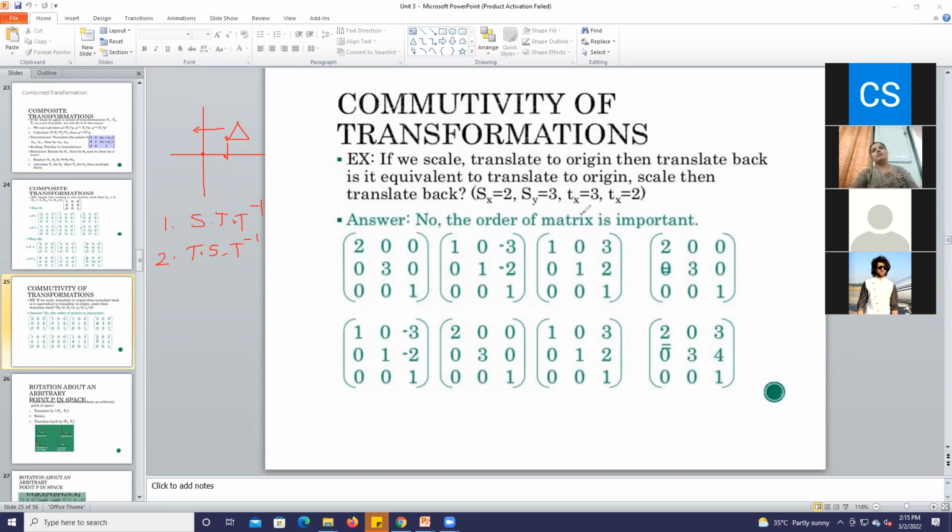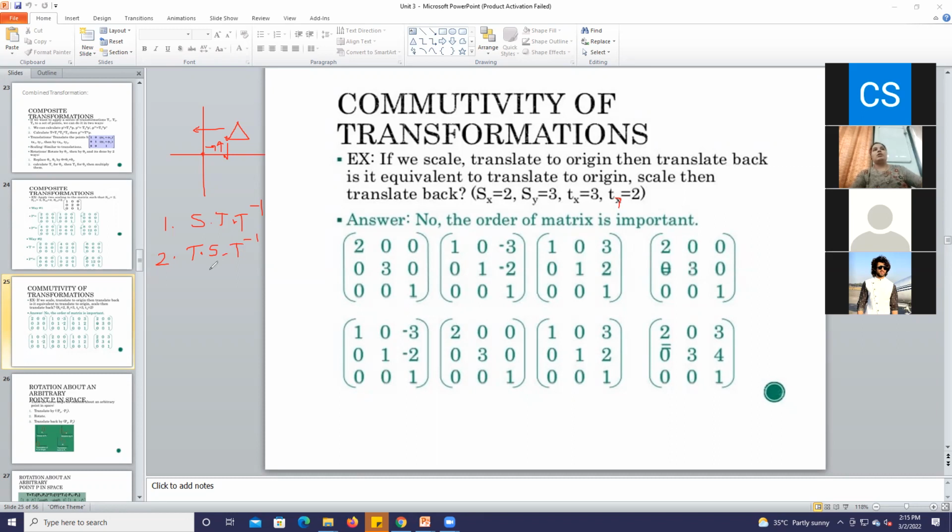Then comes here T, and then translate it back to its original position. मग ओरिजिन पासून परत इथे शिफ्ट करायचा म्हणजे काय, ओरिजिन पासून तो वर मूव्ह करायचा आहे अँड टुवर्ड्स राईट मूव्ह करायचं आहे, म्हणजे दोन्ही पॉझिटिव्ह आले 3 2. मग असं जर मी ट्रान्सफॉर्मेशन कॅरी आउट केलं तर मिळणारा रिझल्ट काय, मला 2 3 1 असा मिळतो मला.